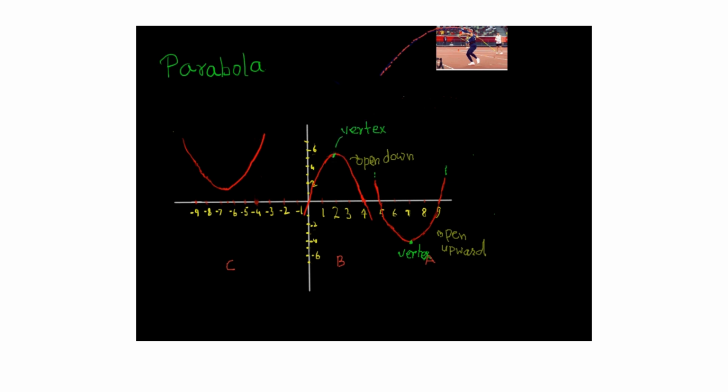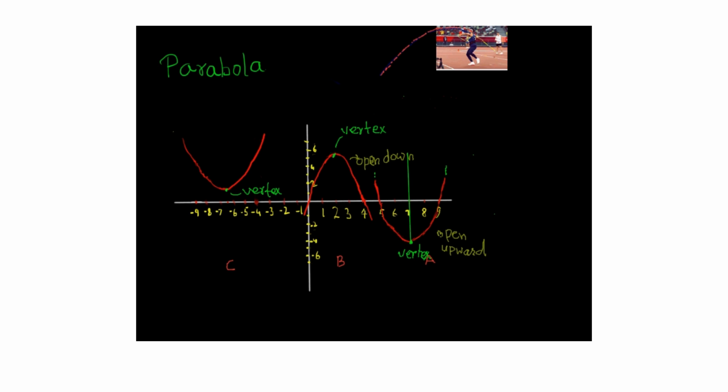Similarly here in C parabola, this is a minimum point, so this is a vertex. Another feature of the parabola is the axis of symmetry. So what is the axis of symmetry? If I draw a line, say from here, this is called my axis of symmetry.